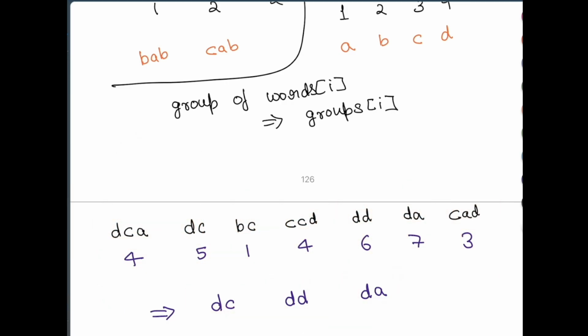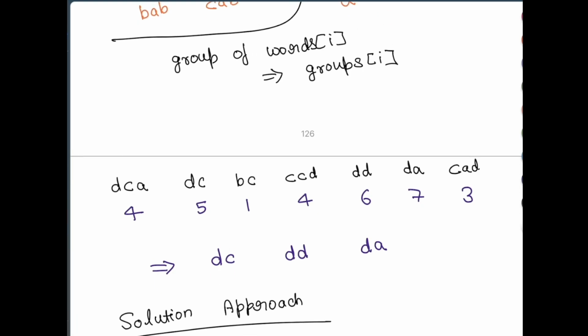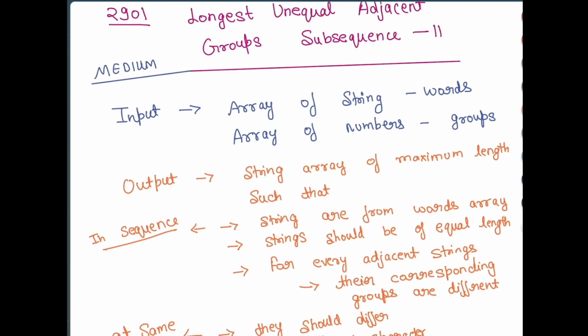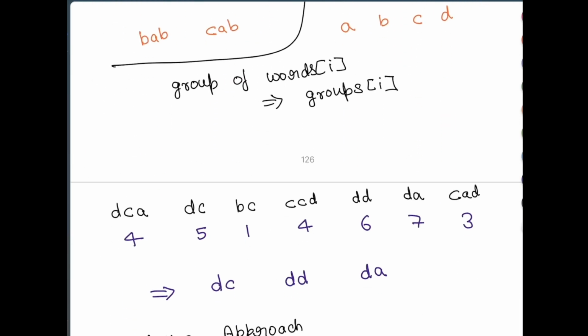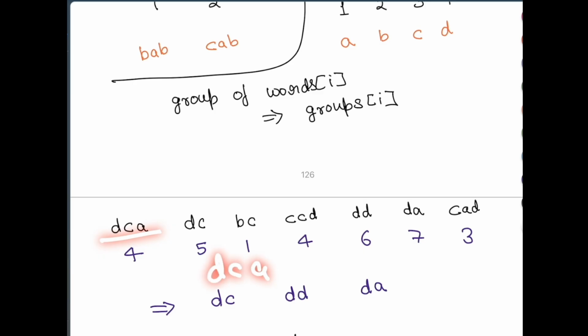Now let us try to make the output first. We will come to the solution approach, but let us first understand how can we get the output. The thing is, let us say DCA is the part of your answer. Now if DCA is the part of your answer, you cannot choose DC. Why? Because they both are of different length. And now coming back to the points again, the strings which you are choosing should be from the words array and should be of equal length, and we need to choose them in sequence. So that is what we are doing. We choose DCA as the output. Then we say that DC, can this be the output as well? No, because the length is different. It is of length 3, it is of length 2. BC we cannot choose because the length is 2. CCD, yes, fine, the length is same, so we can choose it.